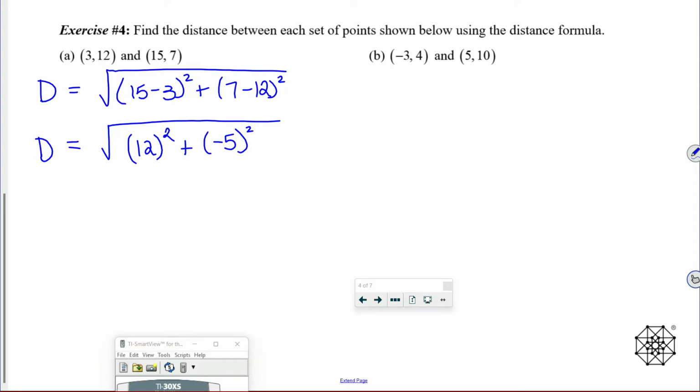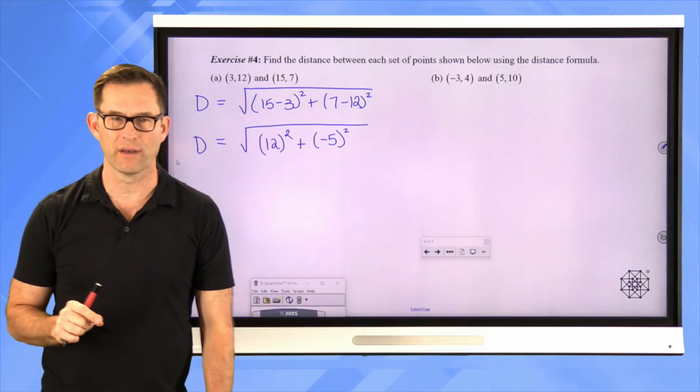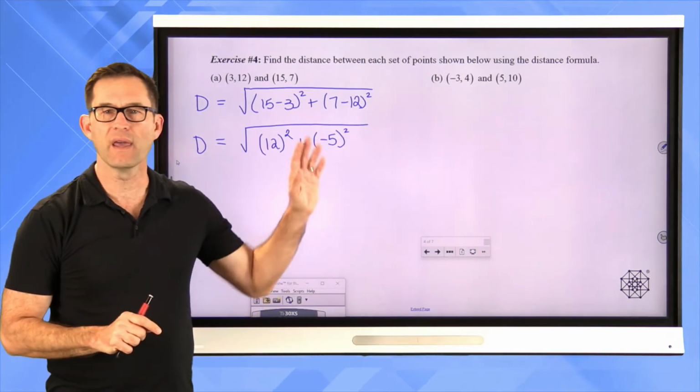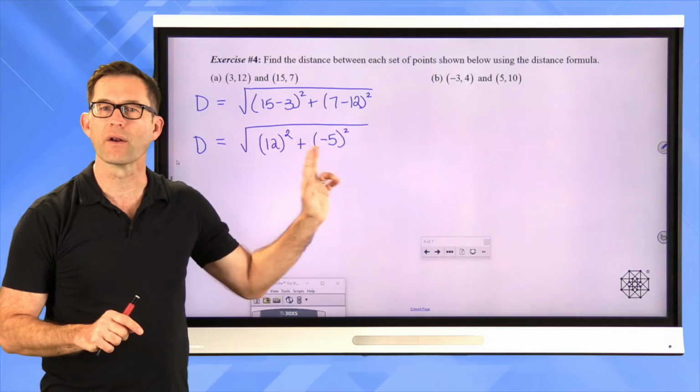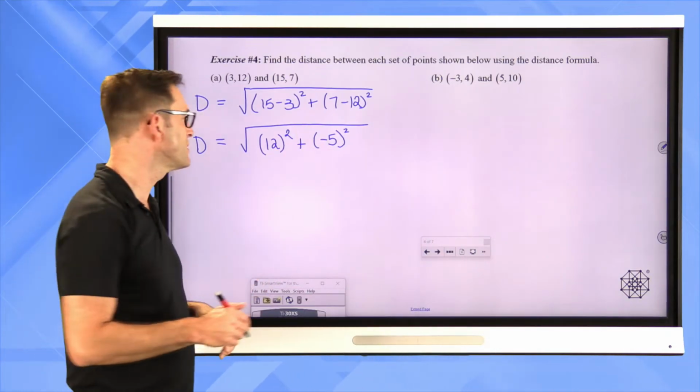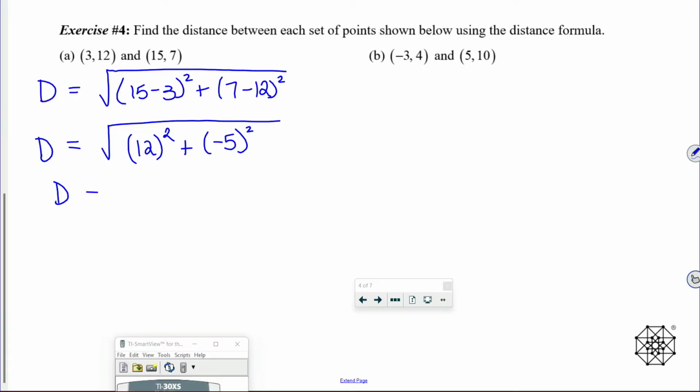But again, that's not a problem because we're going to square it, okay? So yeah, that's negative, but we're going to square it. Notice how I'm keeping both of those in parentheses, right? Now, 12 squared is 144. Negative 5 squared is positive 25.